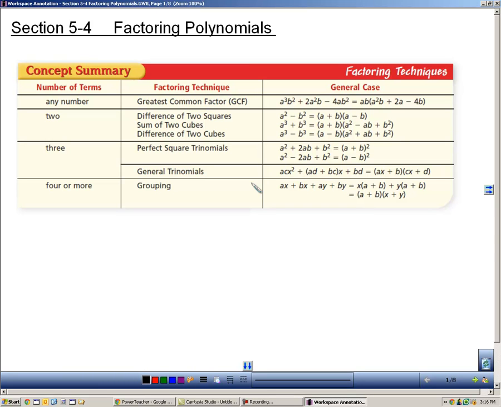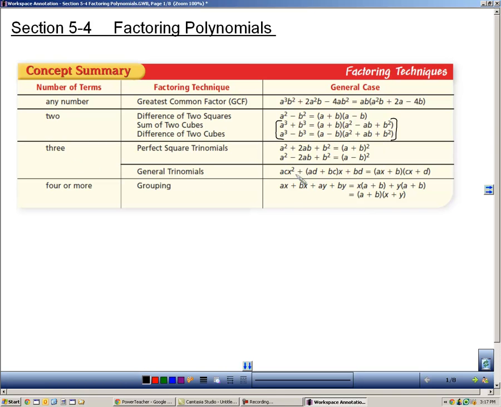Section 5.4 is about factoring polynomials. You learned how to factor back in algebra, and here you have a summary of all the different methods of factoring that we used. You can always try to do a GCF. If there are two terms, you can use what's called the difference of squares. We learned that in algebra. Now these two right here, the sum of two cubes and the difference of two cubes, we didn't do in algebra, so when we get to one of those, I'm going to have to show you the pattern.